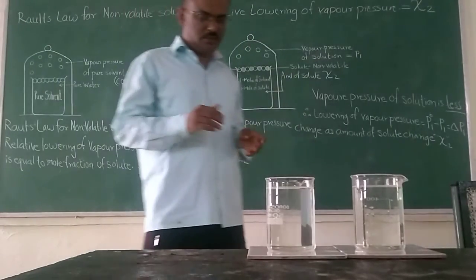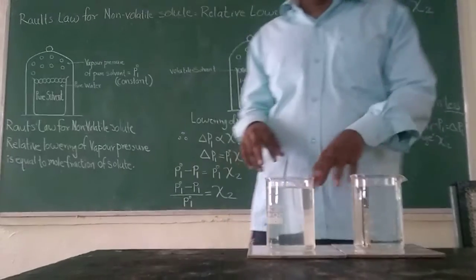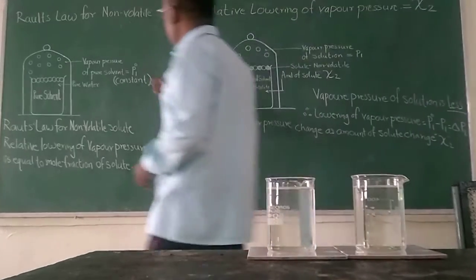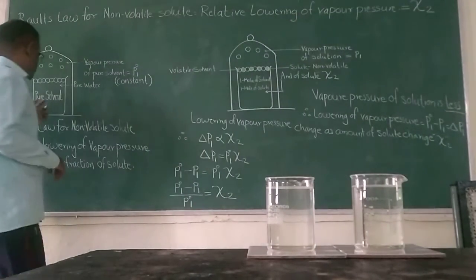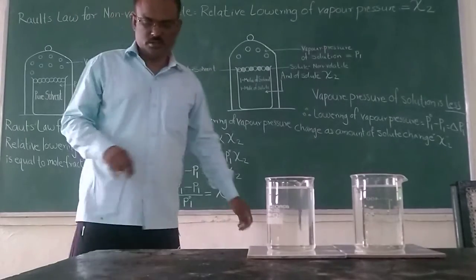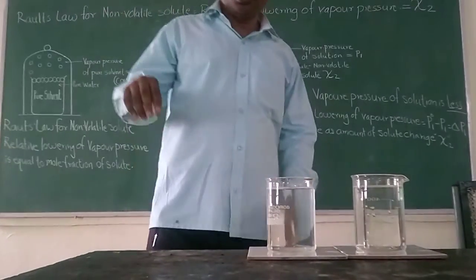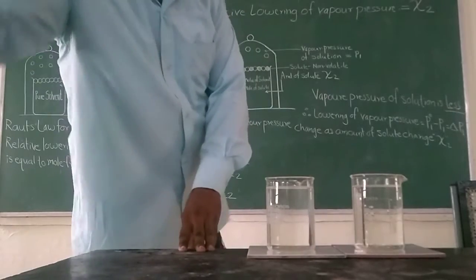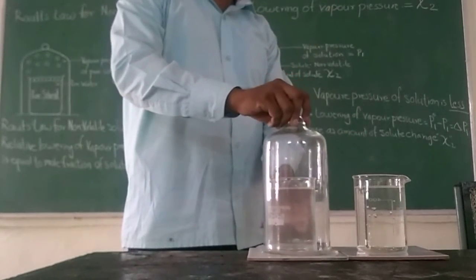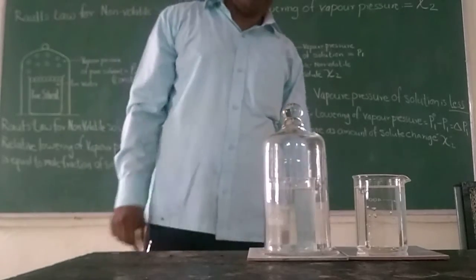Okay. Now I am having these two beakers, and both of these beakers contain water. As mentioned here in this figure, we are going to take the pure solvent. So here it is the pure solvent and the molecules are shown, and I am going to put the gas jar on it. Here I will take the gas jar and put it on this beaker. Okay. Now what will happen?